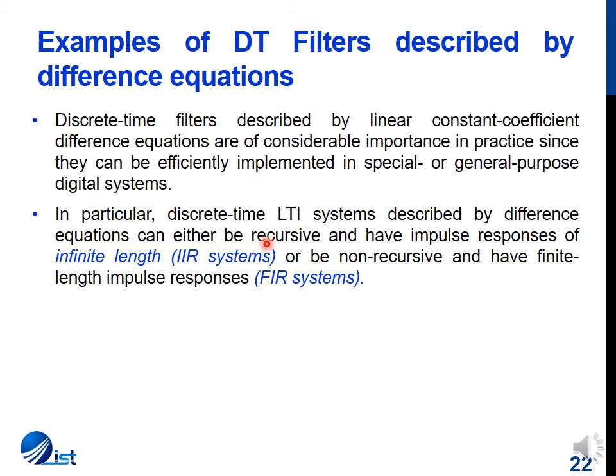Recursion, as we discussed already, means to improve on something. So recursively, by delaying the output samples and subtracting them from the current output, the filter is able to create a better output each time. There are filters where the output samples are not delayed and added to the input to improve the output. Such a filter will have a finite impulse response, or the length of the impulse response will be finite. So such a system is also known as a finite impulse response system or a non-recursive system.